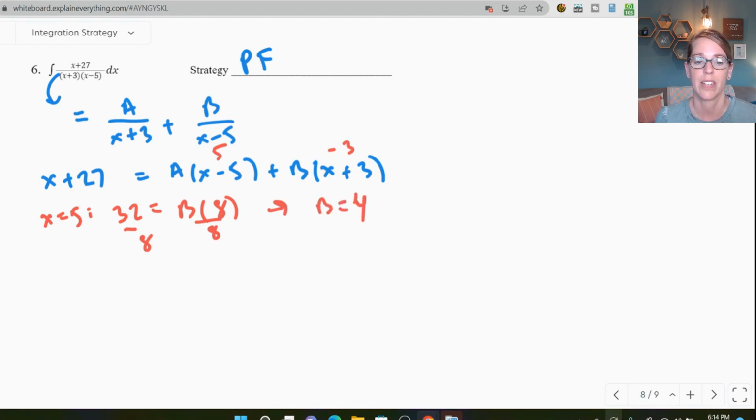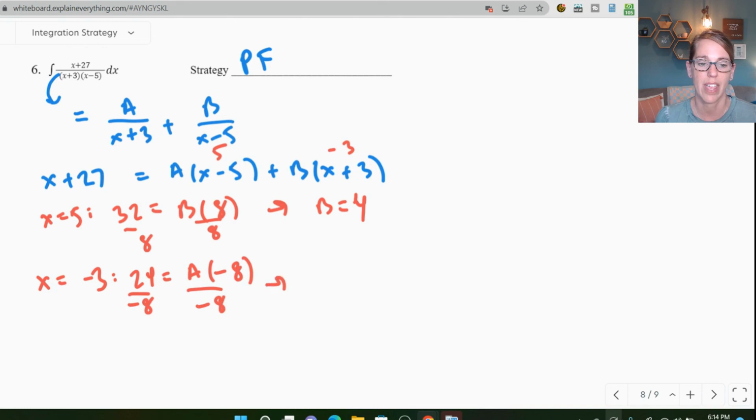Now let's go ahead and find the next one. So now I'm going to let x equal negative 3. When x is equal to negative 3, negative 3 plus 27 is 24. On the other side, I've got a times negative 3 minus 5, which is negative 8, and the b cancels out. Divide both sides here by negative 8, and we get a is equal to negative 3.